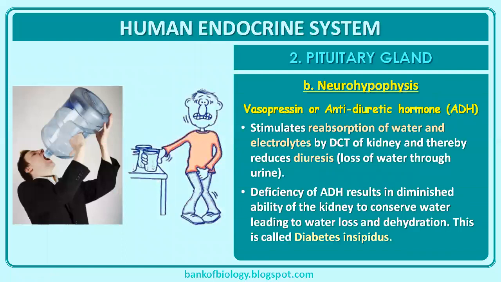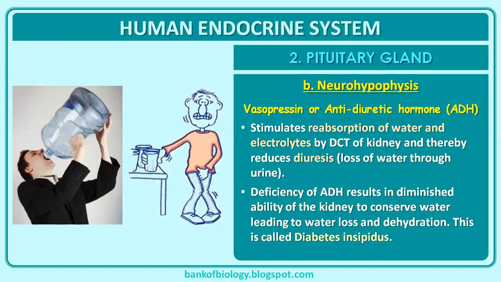Do remember: LTH, prolactin, is for the production of milk, oxytocin is for the ejection of milk, and vasopressin, antidiuretic hormone, stimulates the reabsorption of water and electrolytes by the DCT of the kidney and thereby reduces diuresis. We call it facultative water reabsorption. Without ADH, only nearly 10 to 15% of water absorption is possible in the DCT.